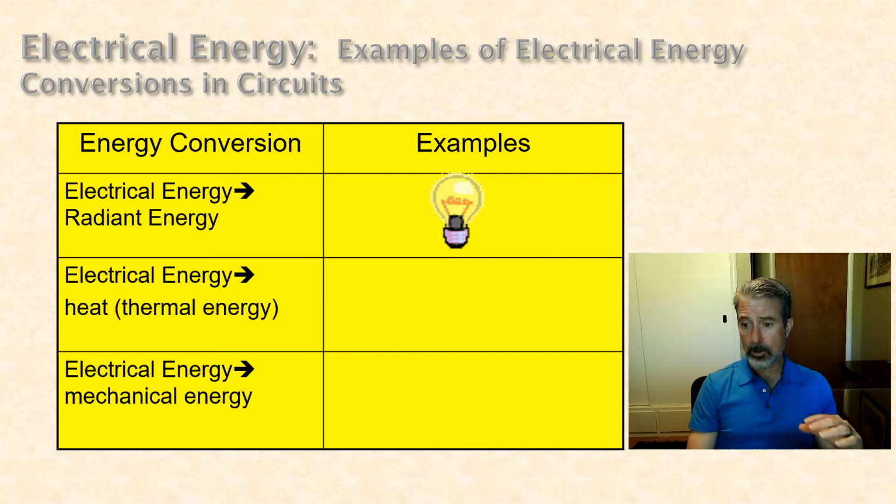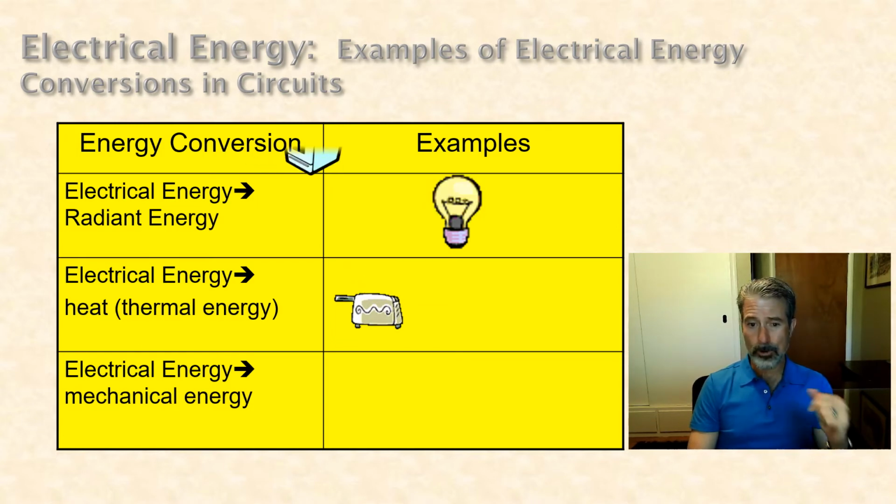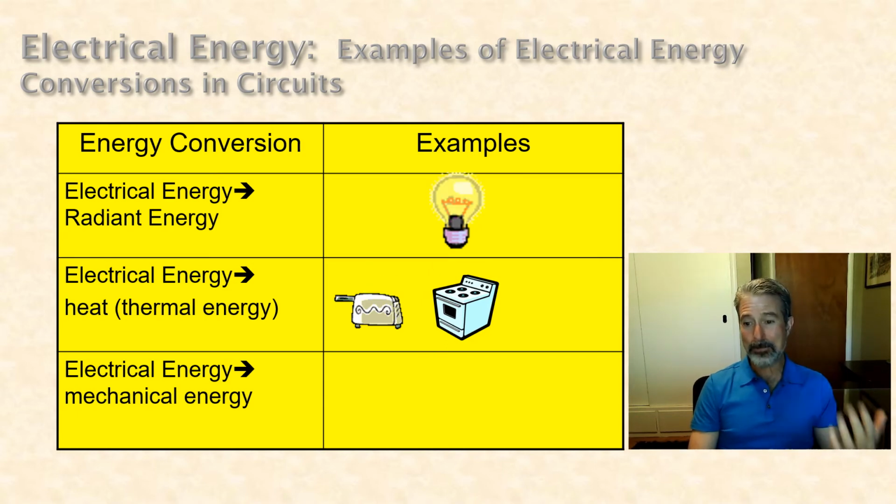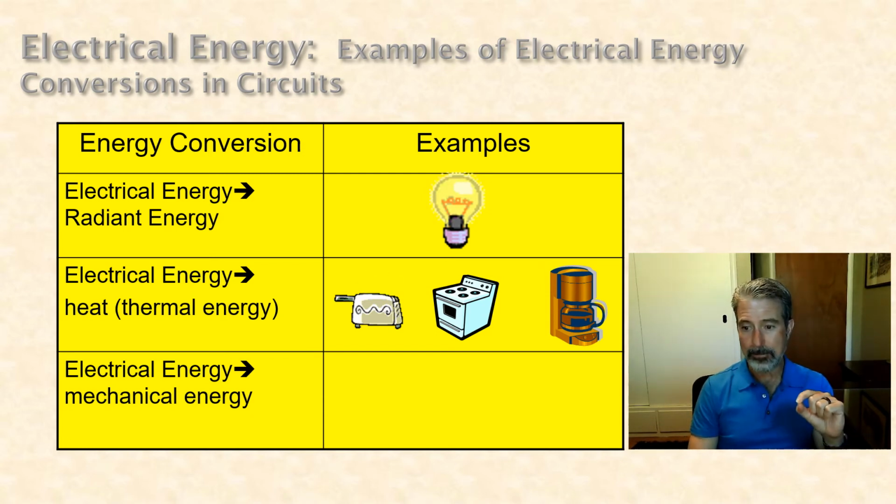Very commonly, electrical energy is converted into heat or thermal energy, like in the case of making toast in a toaster, or using an electric range. When we're talking about an electric range, the kinetic energy of those moving electrons ends up in the form of thermal energy. Or even an electric coffee maker: the process of making coffee involves a heating element to heat water.